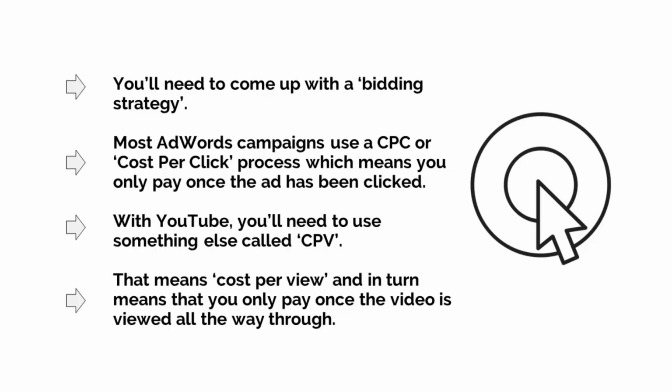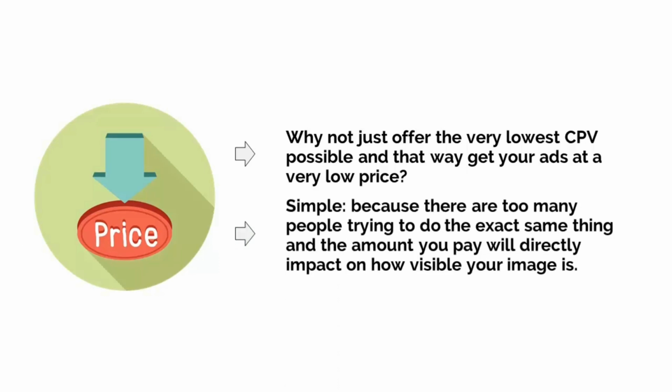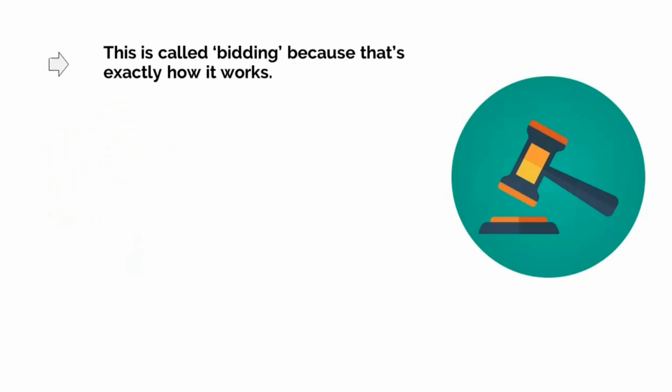Your bid is your CPV, so it needs to be tied closely to your budget. So why not just offer the very lowest CPV possible and that way get your ads at a very low price? Well, simple, because there are too many people trying to do the exact same thing, and the amount you pay will directly impact how visible your ad is. This is called bidding because that's exactly how it works.